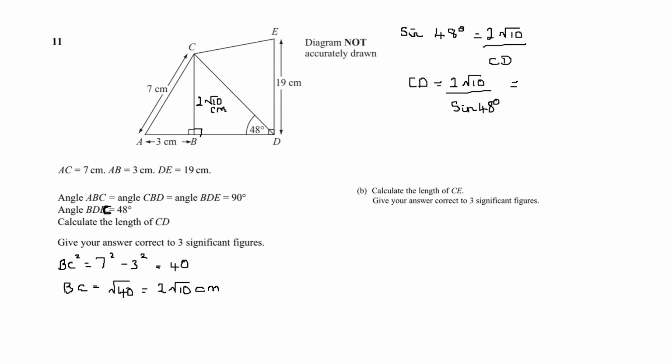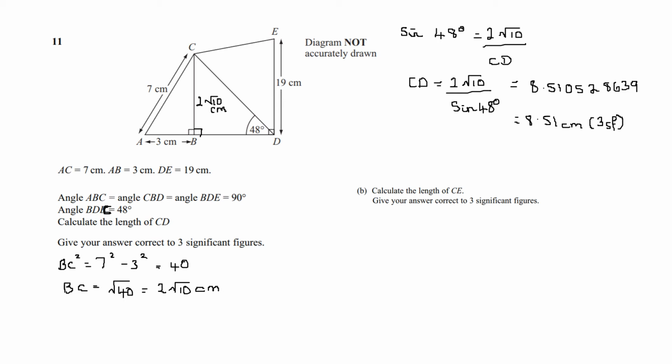And that will give me 8.51528639. And we're asked to give our answer to 3 significant figures. So it's going to be 8.51 centimetres to 3 significant figures.